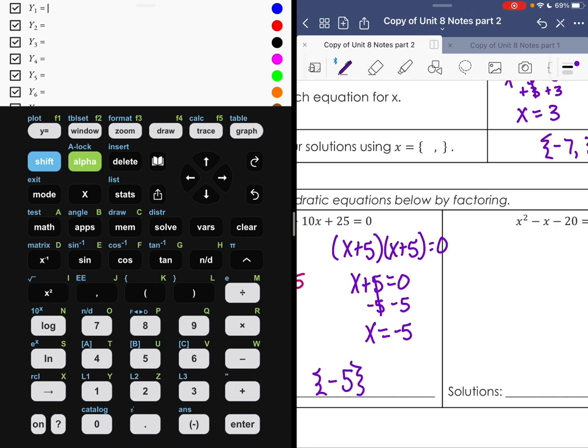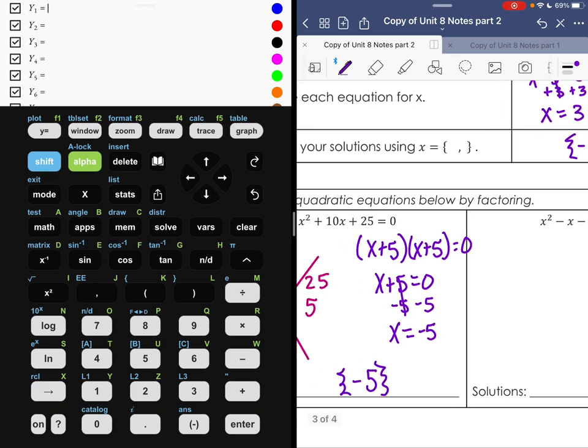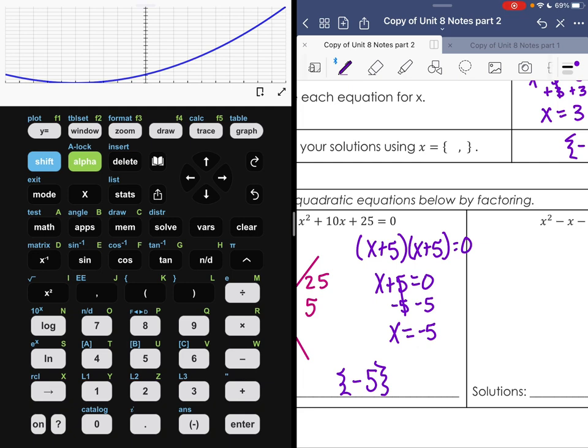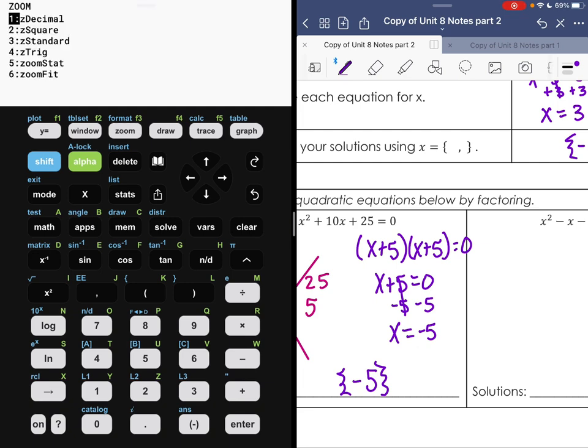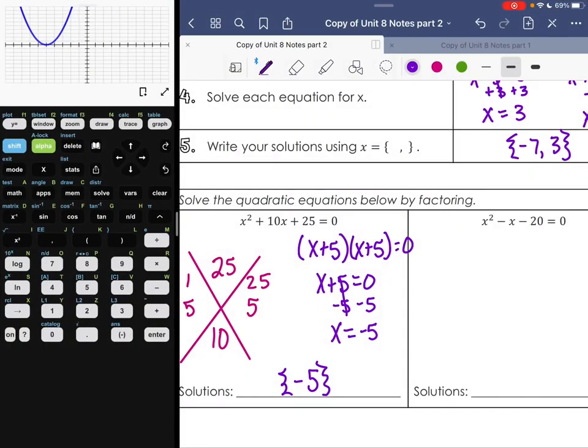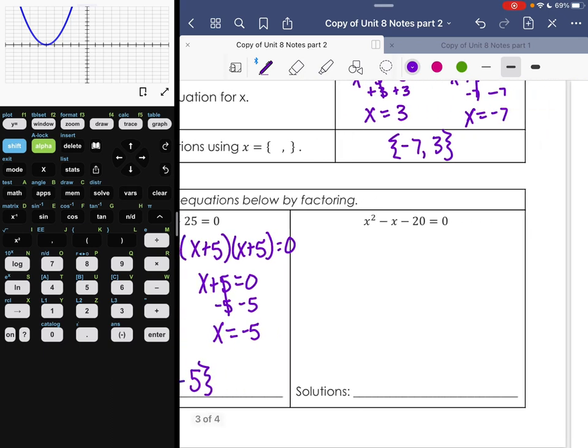If you graphed this, then you would have a parabola that just touches the x-axis and then turns around. Oh, I should have done 3. So this is what that would look like. It is on the x-axis at -5, and it does not go through it and come back. So it's just one solution.